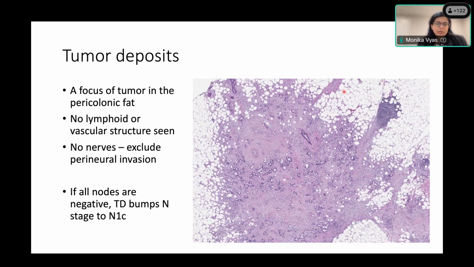And that is important because presence of tumor deposit in absence of lymph node metastasis would place the tumor in an N1C category. So it is important from a staging point of view.